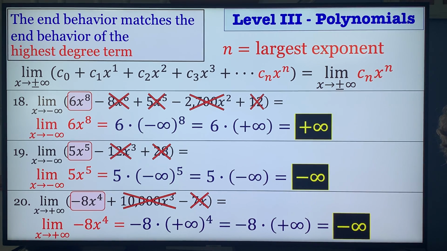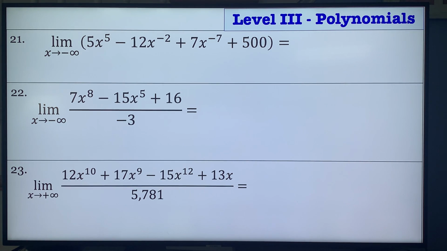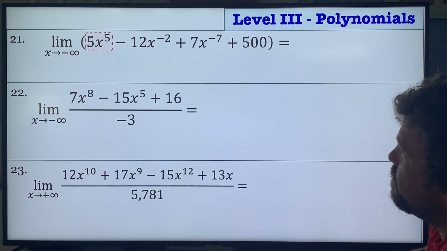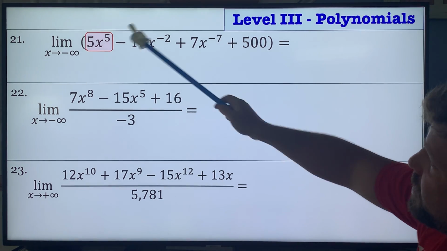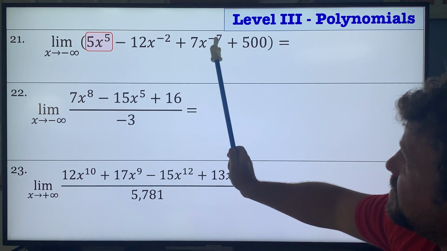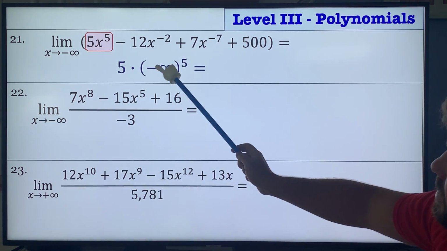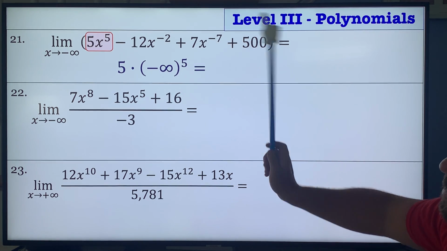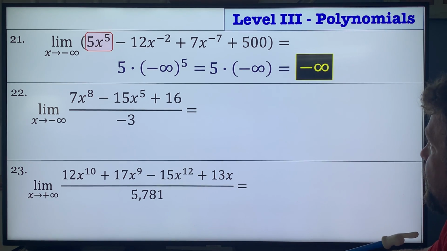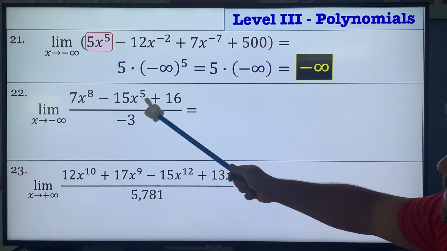You ready? Now, 21 is easy. 22 and 23 is still technically polynomials. May give you a little trouble, but really shouldn't. 7 is bigger than 5, but this is a positive number. Positive numbers are always bigger than negative numbers. So 5 times negative infinity to the 5th power. 5 times negative infinity is negative infinity.